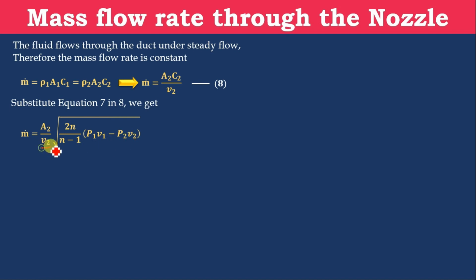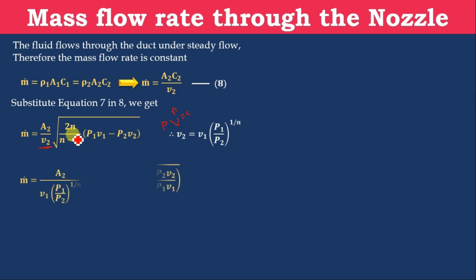Now we know V2 for the isentropic process, that is PV^n = constant. So we can write this equation V2 divided by V1 is equal to (P1 divided by P2) whole power 1 divided by n. So V2 is equal to V1 times (P1 divided by P2) whole power 1 divided by n. We can substitute this equation here. So we will take P1 V1 outside. A2 divided by V1 (P1 divided by P2) whole power 1 divided by n, root of 2n divided by n minus 1. I have taken P1 V1 outside.